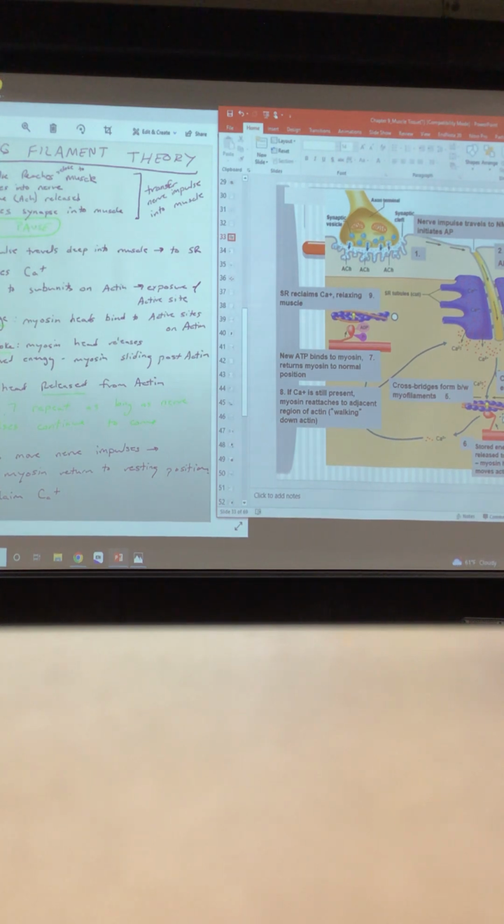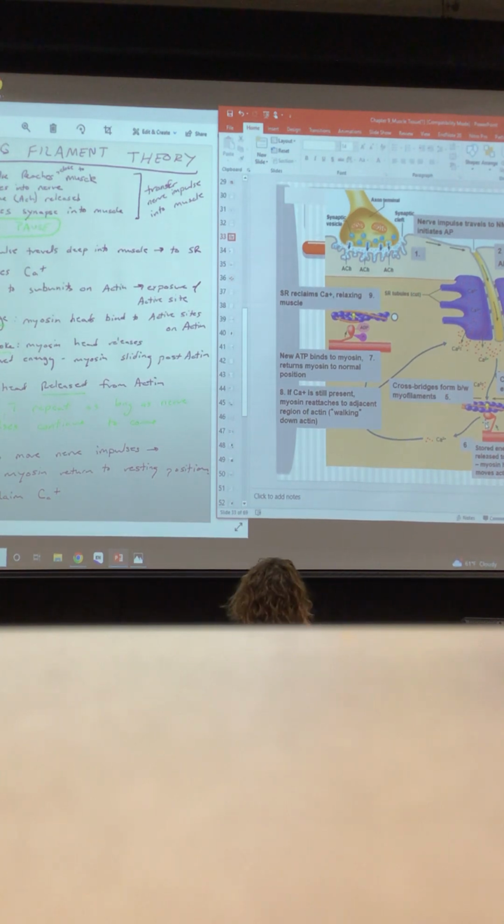And then we have the sliding. Then we have the power stroke. As you can imagine, the power stroke is the sliding. How does it happen? Well, that myosin head has stored energy in it. So after the binding, cross-bridging, that myosin head releases its stored energy, causing the actin and myosin to slide together.